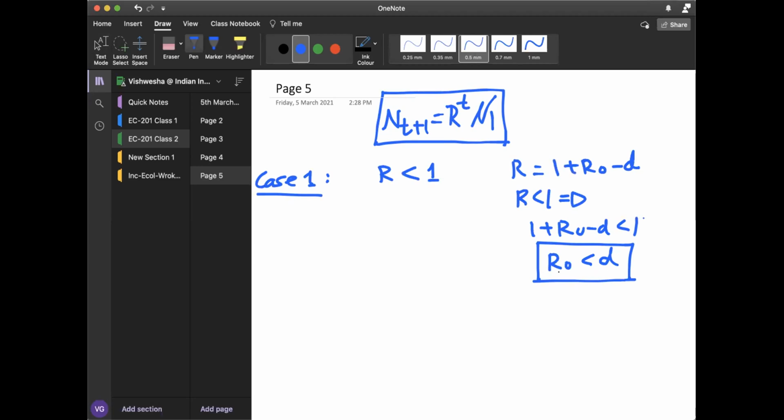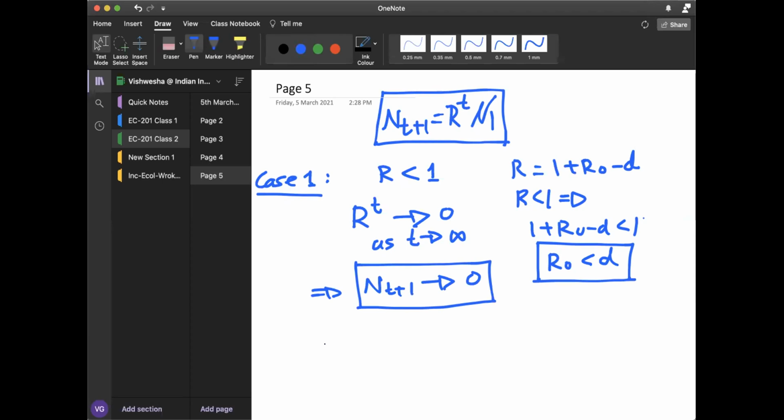Remember the definitions of R0 and D. R0 is the number of offspring per generation per individual, and D is the death rate of the individual, right? Which means if the number of offspring produced by an individual on average is less than its own death rate, what's going to happen? I'm sure you can make an easy guess. If my death rate is more than the number of offspring I'll produce, and everybody in the population is like that, the population will probably go extinct. Extinction. Right? Indeed, that's the case, because when R is less than 1, R power T goes to 0 as T goes to large numbers. What that means is that NT plus 1 goes to 0, and this happens independent of the value of N1. So there we have a case of extinction of the population.